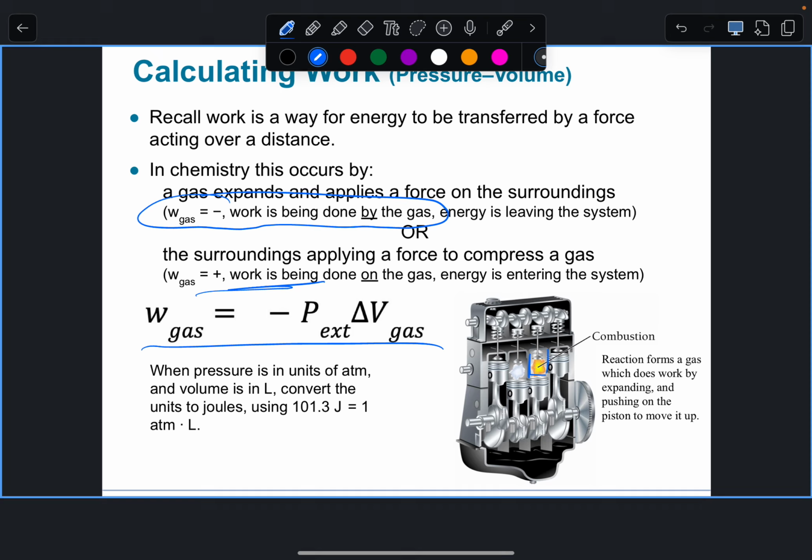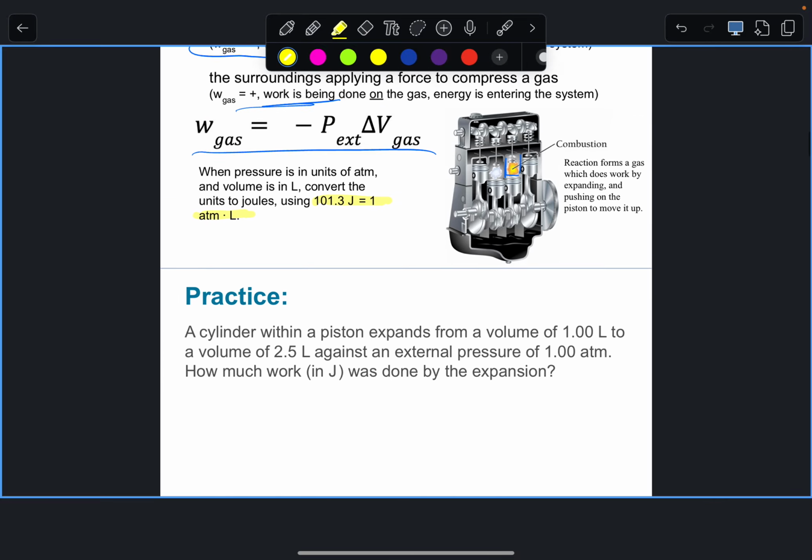But the problem is we're usually using this in terms of heat as well, which is in joules. So you're going to have to convert that most of the time, because you can't add things together if they're not the same units. So this conversion factor is on the exam equation sheet. Basically, when you use this equation, if it wants it in joules, you're going to then have to convert it or multiply by 101.3. Okay, so let's do an application of this one.